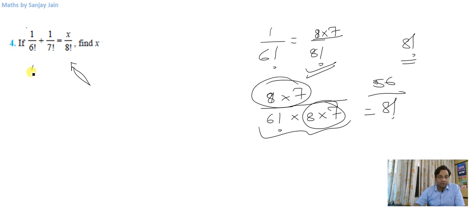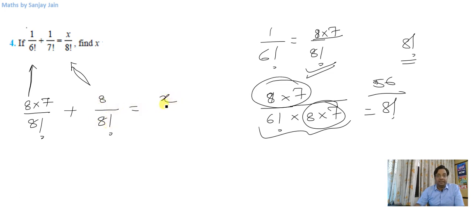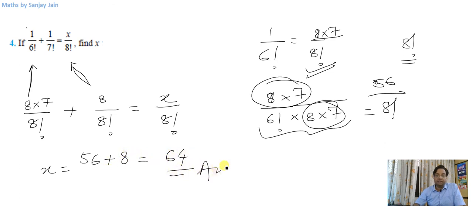So I can write this first term as 8 into 7 by 8 factorial, the second term as 8 by 8 factorial, and the right hand side I've got is x by 8 factorial. Now I'll simply ignore the denominators from both sides because this is how you calculate things. So x is equal to 56 plus 8, that is 64. So this is your answer.